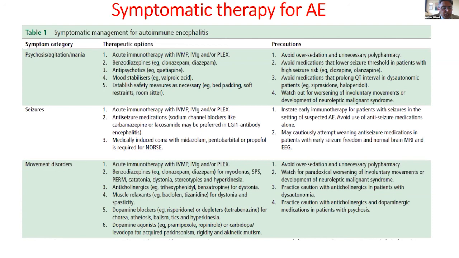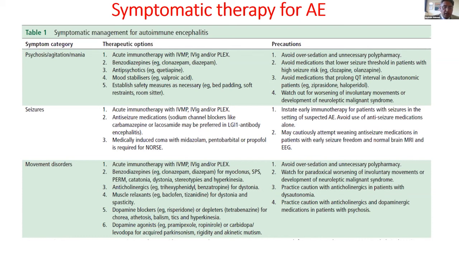Movement disorders, as mentioned, we can use anticholinergics for dystonias, benzodiazepines for dystonias, spasticity, catatonia, stereotypies, and hyperkinetic movements in general. Muscle relaxants also can be used for spasticity and dystonia. We use dopamine blockers for chorea and tic disorders, and dopamine agonists for acquired Parkinsonism and hypokinetic rigid syndromes. However, all of these medications can have side effects, and you have to be careful when using them.